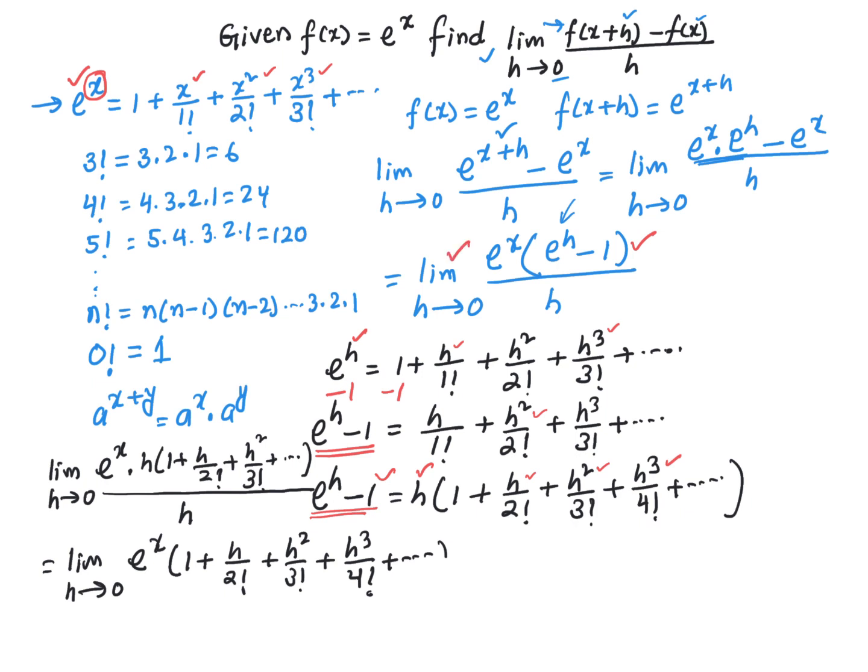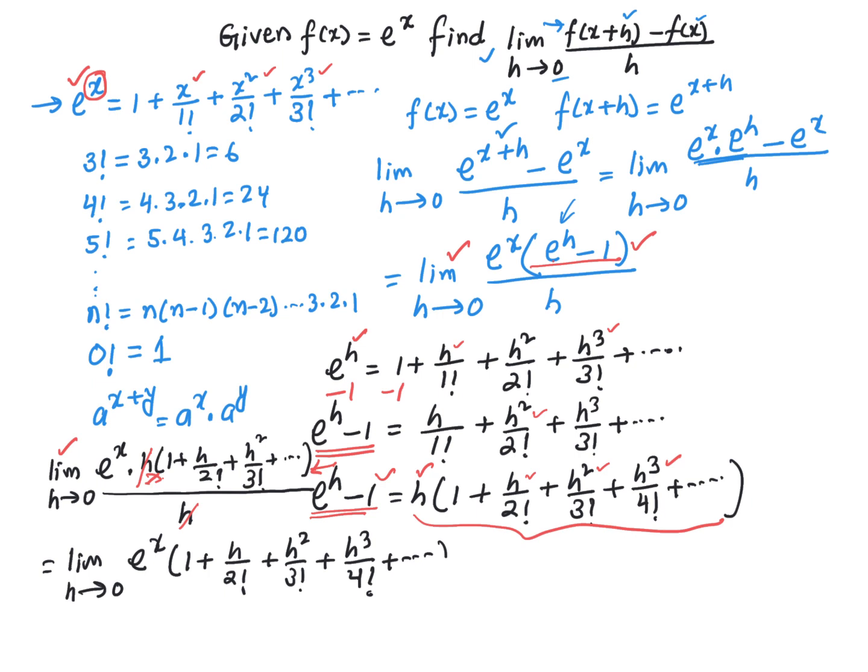So I'm going to take this limit, which I do here, and then replace e to the power h minus 1 by this expression. Now, if I do so, this h and this h are going to cancel each other out. I'm going to be left with e to the power x times whatever is inside this parenthesis, right? So 1 plus h over 2 factorial, h squared over 3 factorial, h cubed over 4 factorial, and so on and so forth.